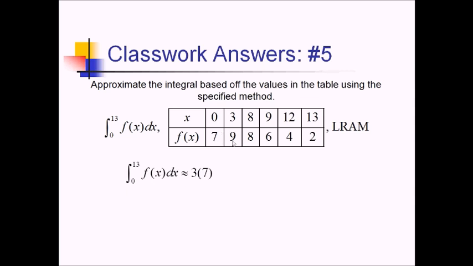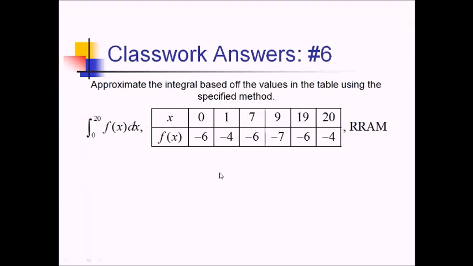Next, from 3 to 8, we have a base of 5, height of 9. Next, base of 1 times a height of 8. Base of 3 times a height of 6. And a base of 1 times a height of 4. So this is going to be 21 plus 45 is going to be 66, plus 8 is 74. This is going to be, let's see, 92 and then 96.